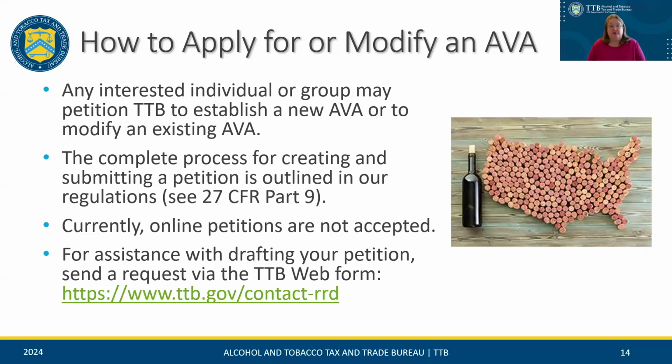The complete process for creating and submitting a petition is outlined in TTB's regulations at 27 CFR Part 9. One thing to keep in mind is that currently, online petitions are not accepted. So unfortunately, you will have to send us a hard copy of all your petition materials and the required maps. But if at any time you need assistance drafting your petition, you can contact TTB by sending a request via the web form at the URL below, and we'll be happy to help you out.